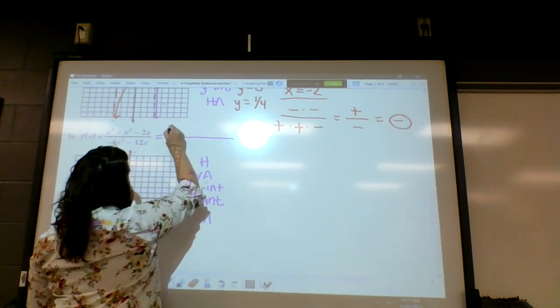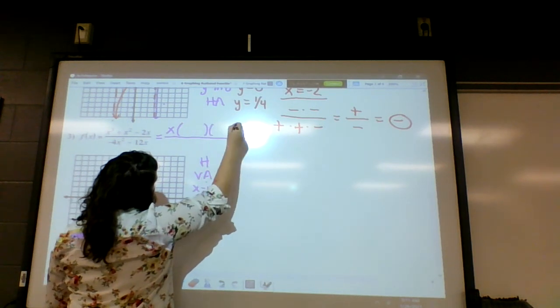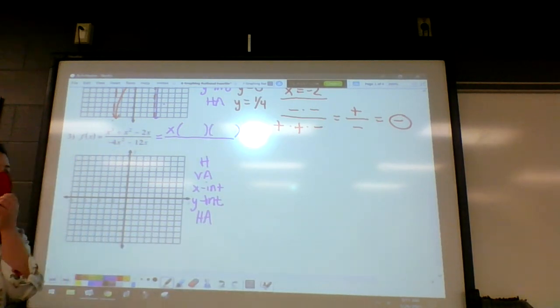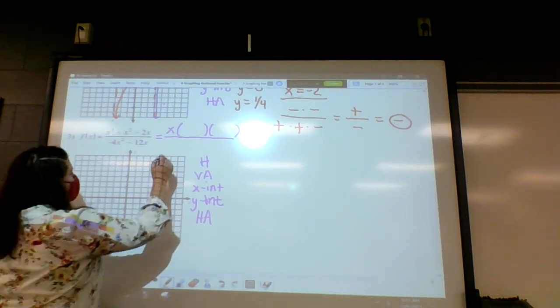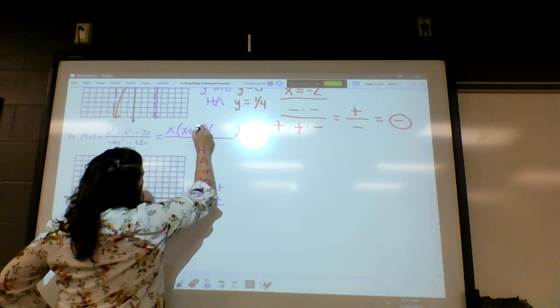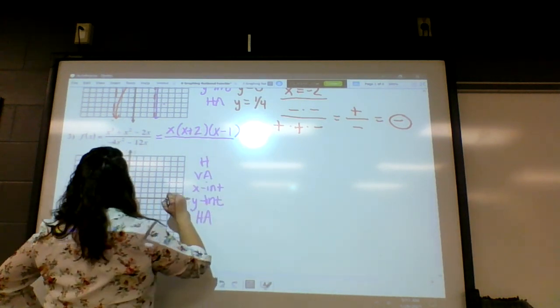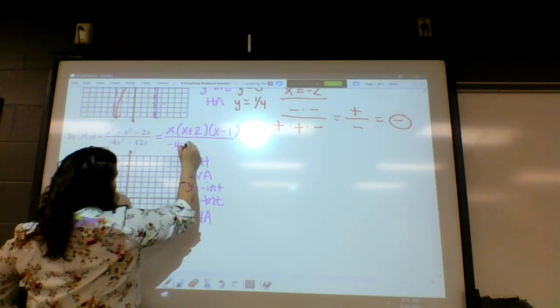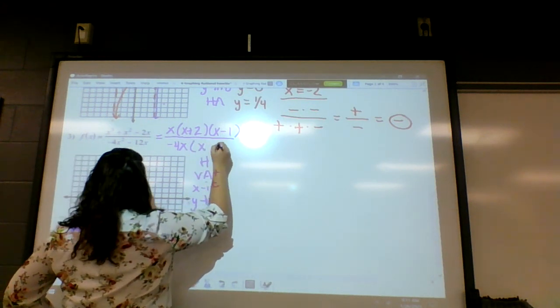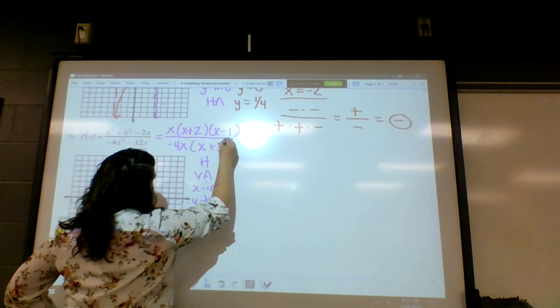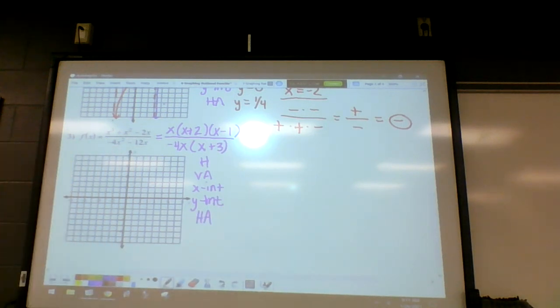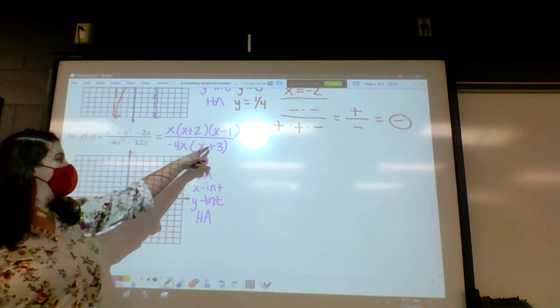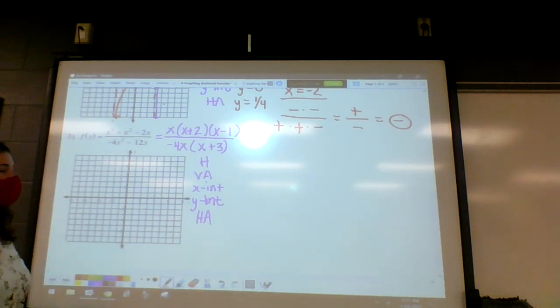All right, so I know the numerator has a GCF of an x, right? And then left over, what are the factors? X plus 2, x minus 1. The denominator has a GCF of -4x, and then x plus 3. Just make sure, I think on your quiz a couple of you had the wrong sign here. I'm going to give those back at the end of class, so they're coming back.